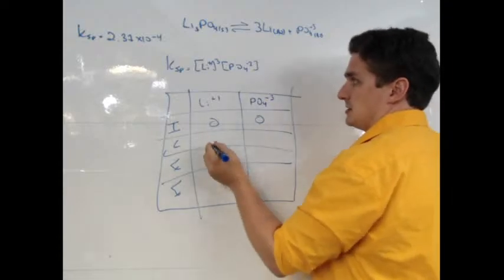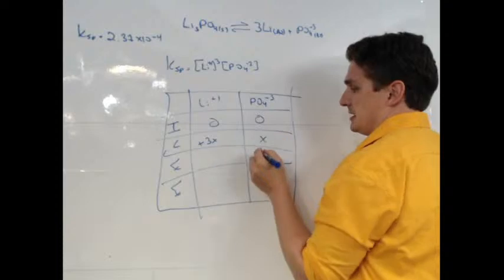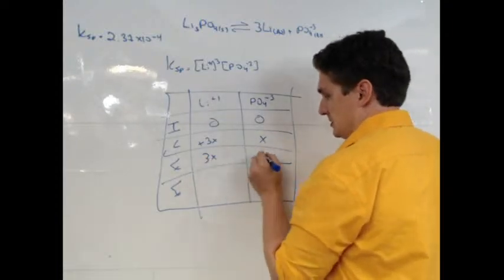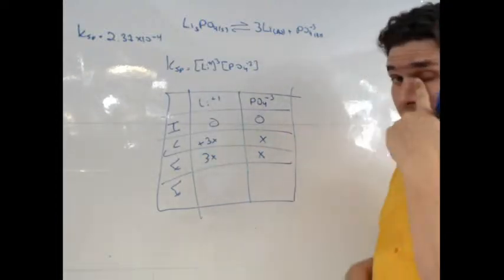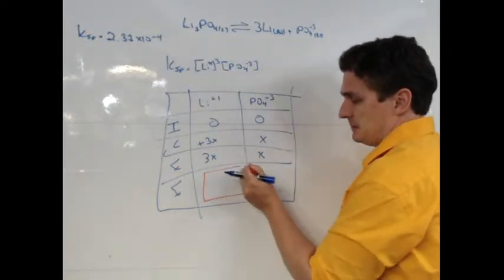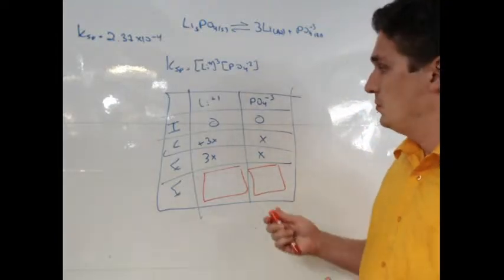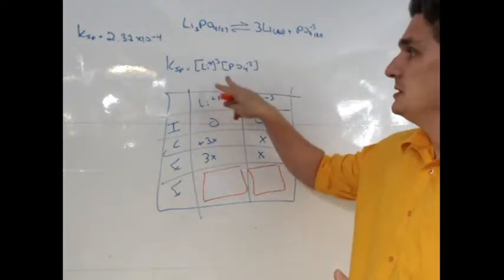We're not given any starting concentrations. The change for lithium is plus 3x. The change for phosphate is just x. So our equilibrium values are 3x and x. We're being asked to find the equilibrium concentrations. So if you're asked to find equilibrium, it's going to be these last two boxes. So we're going to have to use one of these two rows in this expression.